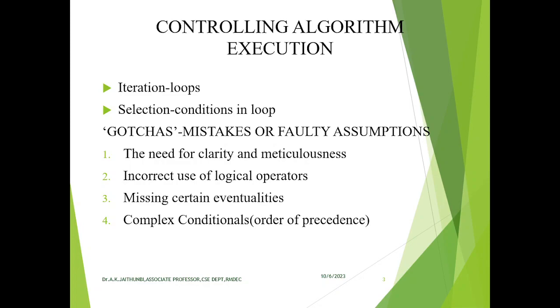In selection and conditions, there will be a relational operator and it will return a boolean value, true or false, whether the condition is satisfied or not. If it is satisfied, true will be returned. If it is not satisfied, false will be returned. True means 1, false means 0. Accordingly it will enter the loop.